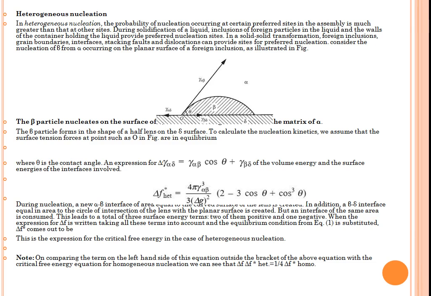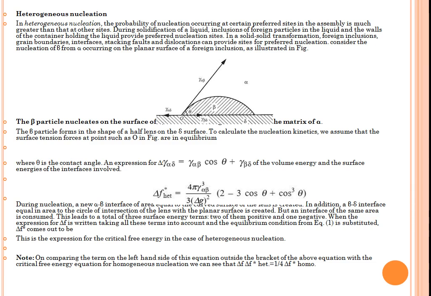If it is heterogeneous nucleation, how does it behave? In heterogeneous nucleation, we can observe the energy distribution. Nucleation at a preferred site in the assembly is greater than at other sites. During solidification of a liquid, inclusions of particles in the liquid and the wall of the container holding the liquid provide preferred nucleation sites. In solid transformation, foreign nuclei, grain boundaries, interfaces, stacking faults and dislocations provide sites for preferred nucleation.